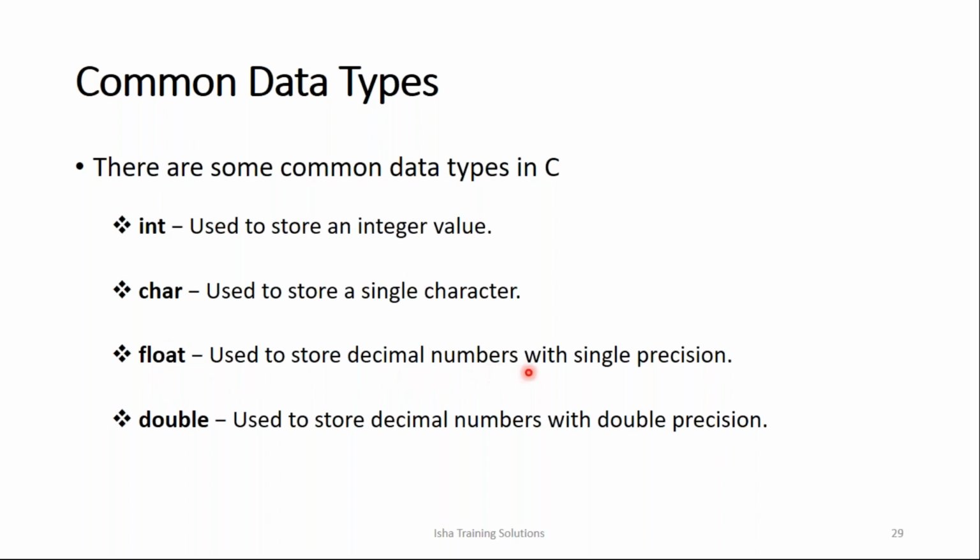Next is float. It is used to store decimal numbers with a single precision, meaning it saves fractional values. For example, if you get a result after division or addition like 21.1 or 22.5, we use these kinds of data types. Integer will not accept fractional values. Next, double. It is used to store decimal numbers with double precision. Higher-precision values than float will be stored in a double.